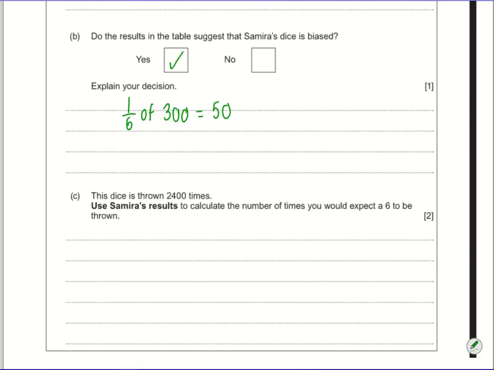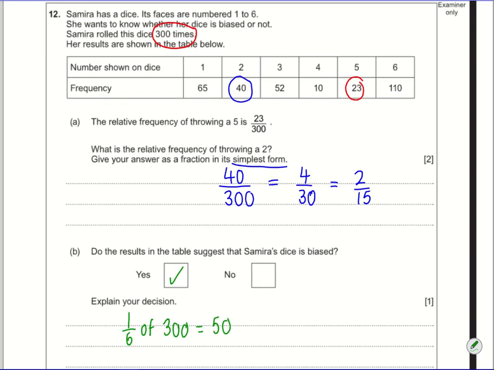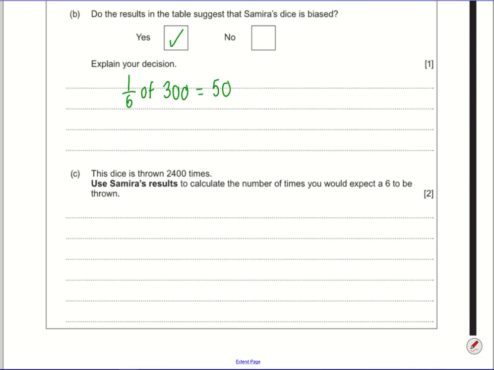And then the dice is thrown 2,400 times. Use Samira's results. So not using 1 over 6, because remember this dice is not fair. We've got to use the values from the table above. So this is now a combination of everything we've done so far on this question. First of all, we need the relative frequency of getting a 6. So that's 110 out of 300, like we did in part A.